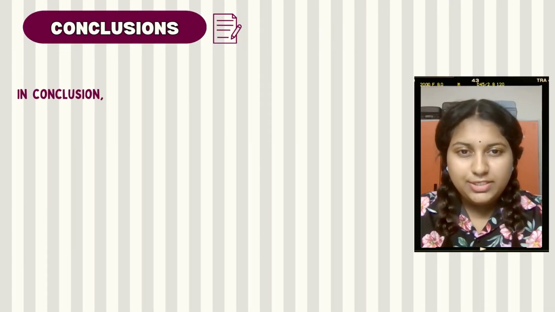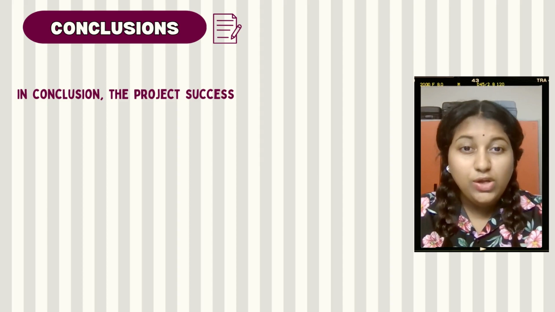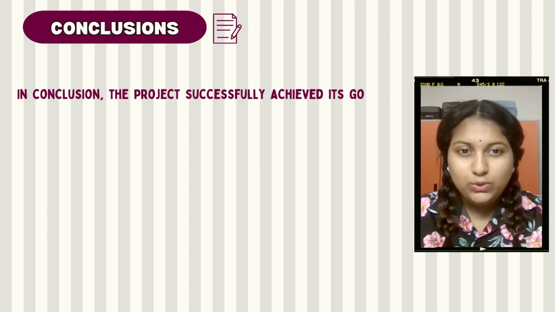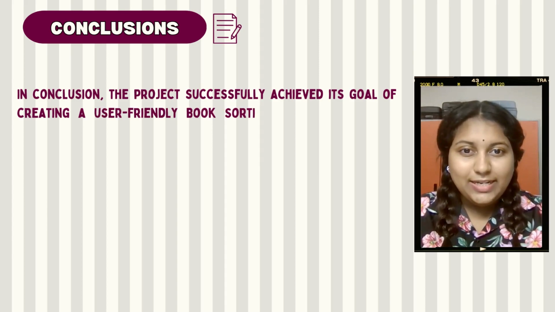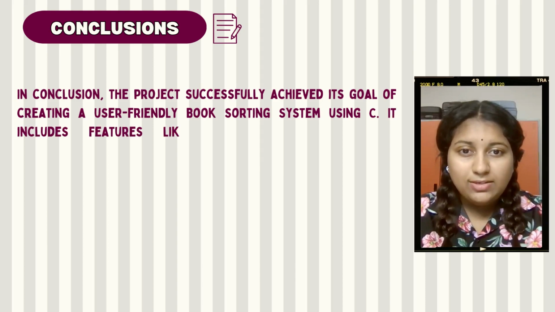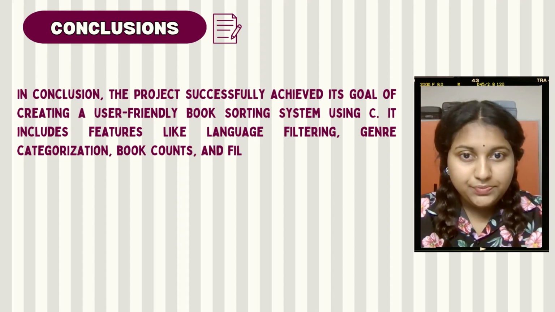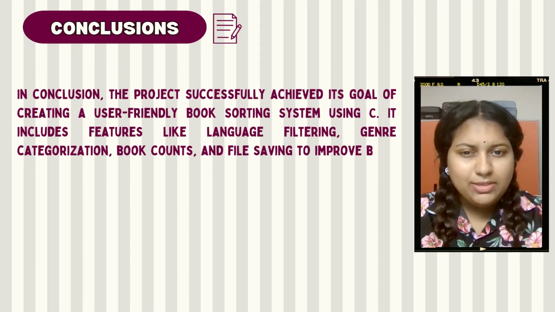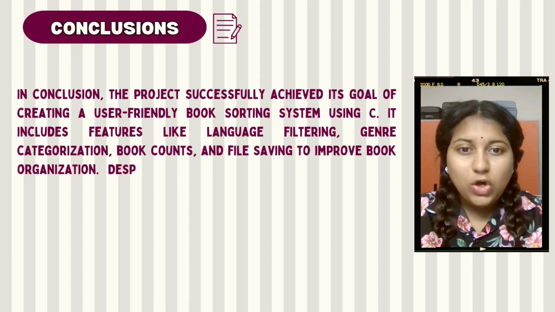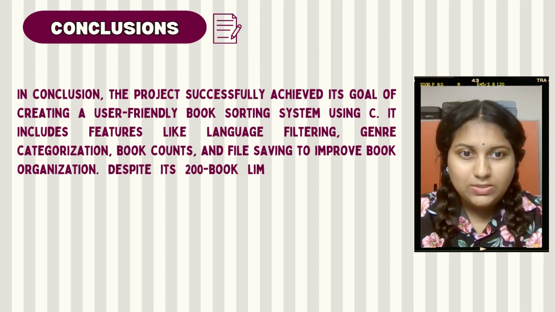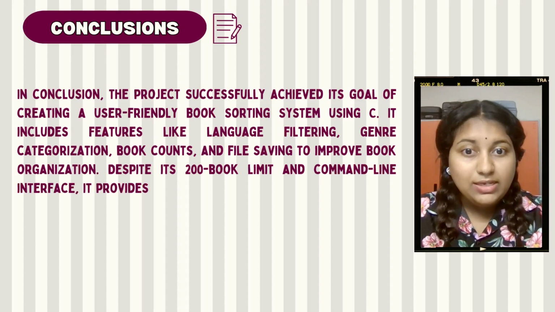Now, to conclude our presentation, this project successfully reached its goal of creating a simple and user friendly book sorting system using the C programming language. This system includes helpful features like sorting books by language and genre, showing the total number of books, and saving the data using file handling. This feature makes it easier to organize a book collection and find books quickly. Even though this system is currently limited to 200 books and uses a command line interface, it gives a strong base to build on. In future, it can be improved by adding more features or creating a better interface.